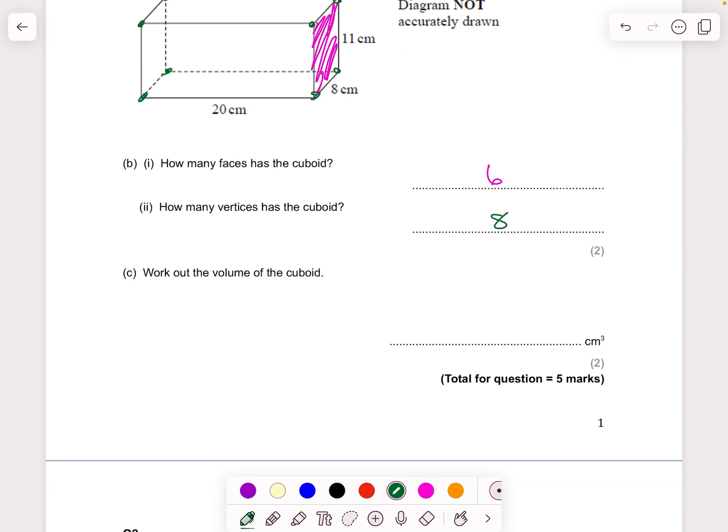Work out the volume of the cuboid. So to work out the volume, we multiply all the lengths together. So 11 times 8 times 20, which gives you 1,760 centimetres cubed.